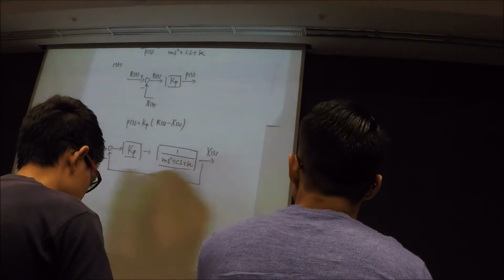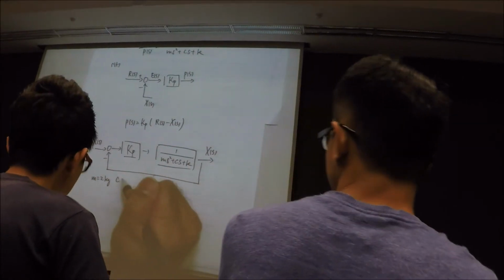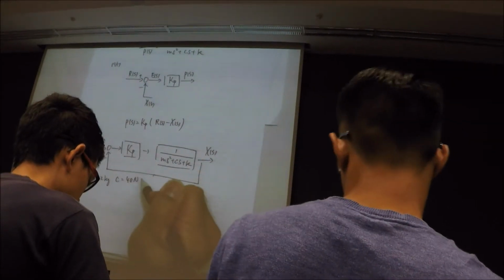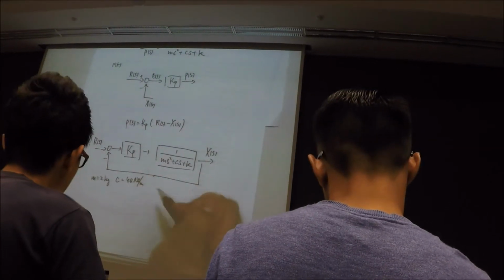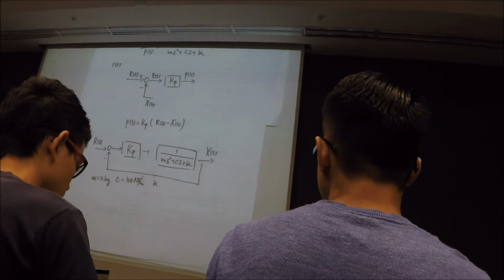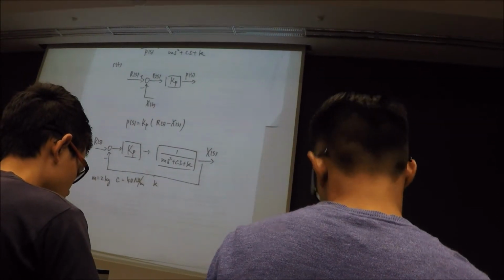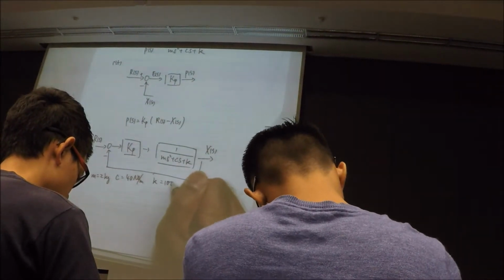So you were given that m is equal to 2 kilograms, c is equal to 40 Newton second per meter, and k, your stiffness, is 100 Newton per meter.